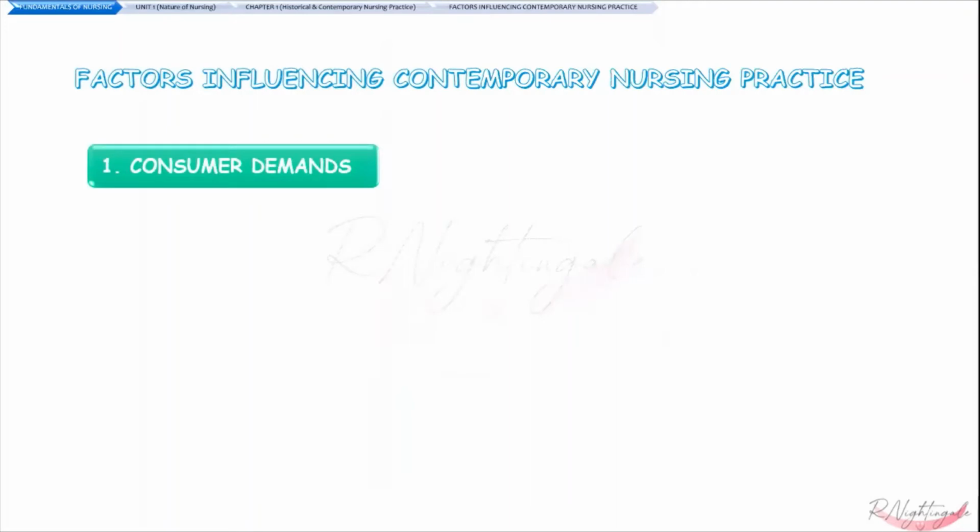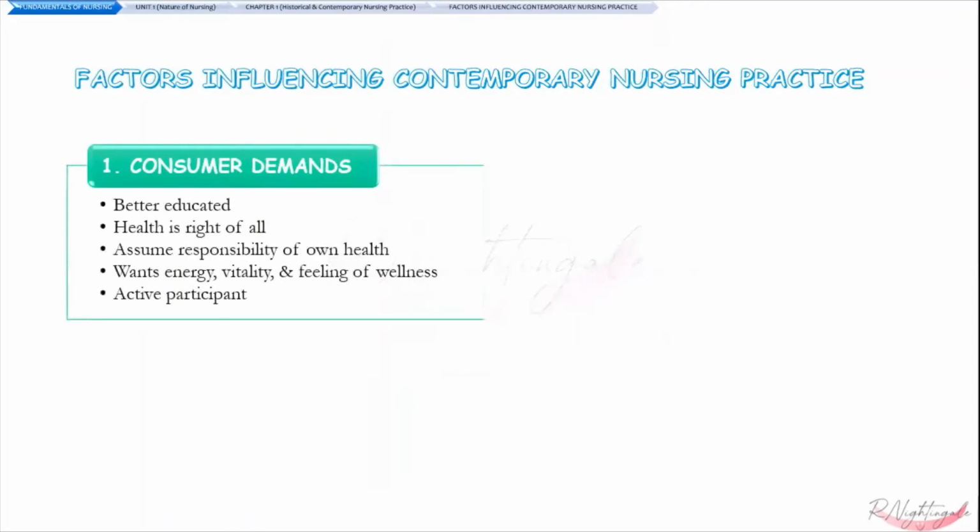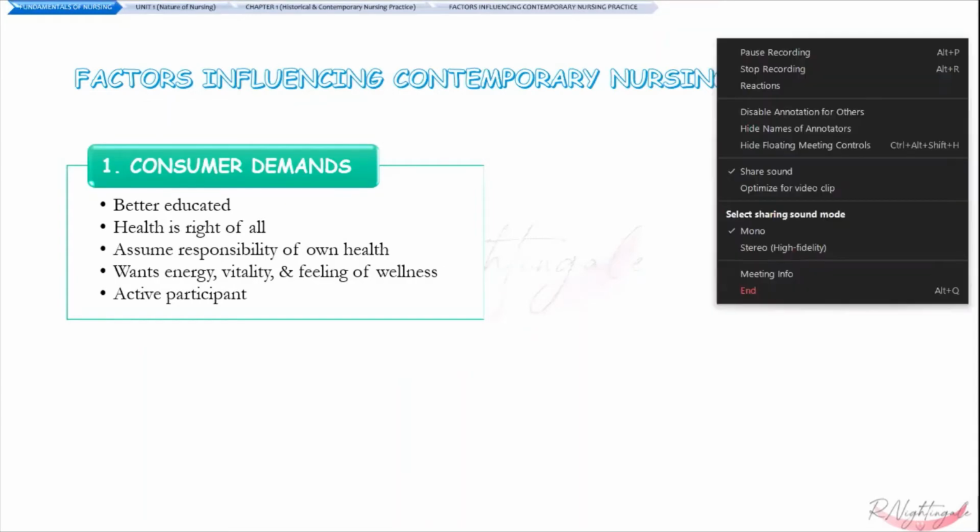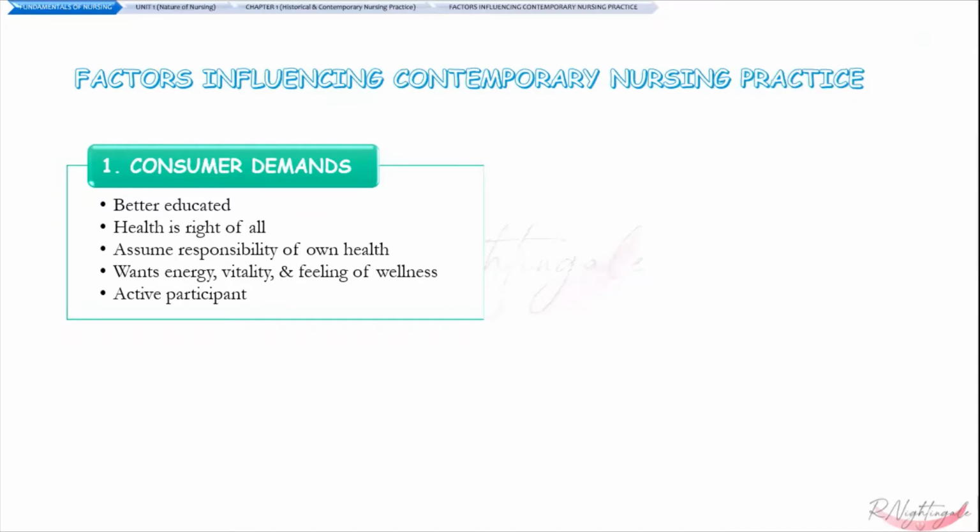First is consumer demands. Consumers of nursing services, also known as the public, have become an increasingly effective force in changing nursing practice. On the whole, people are better educated and have more knowledge about health and illness than in the past. Consumers also have become more aware of others' needs for care. The ethical and moral issues raised by poverty and neglect have made people more vocal about the needs of minority groups and the poor. The public's concepts of health and nursing have also changed. Most now believe that health is a right of all people, not just a privilege of the rich.